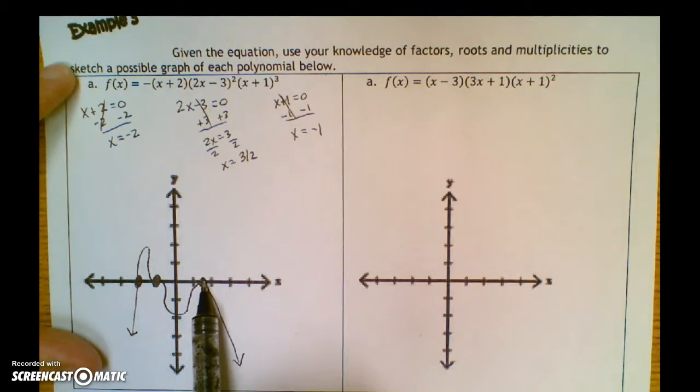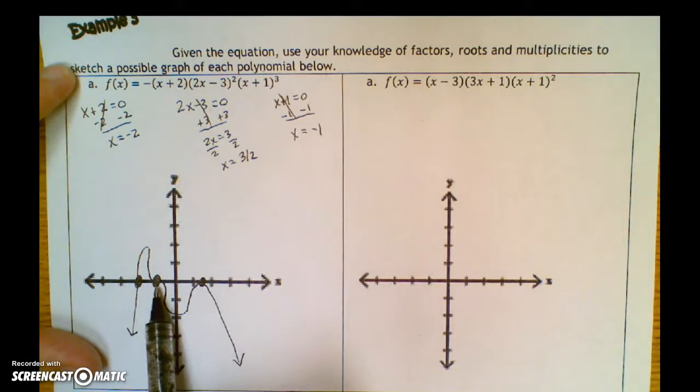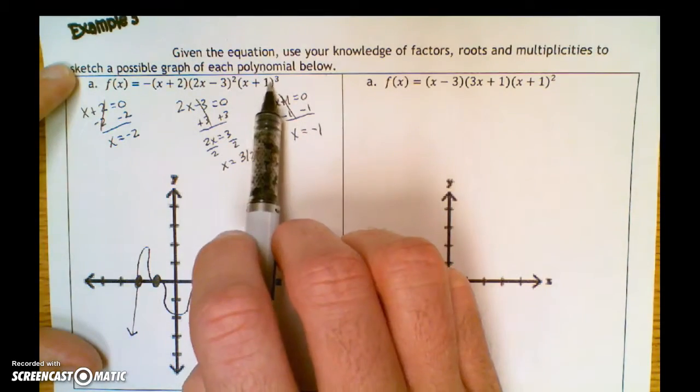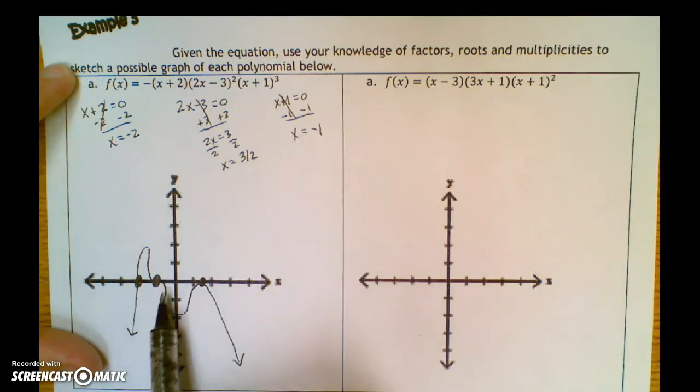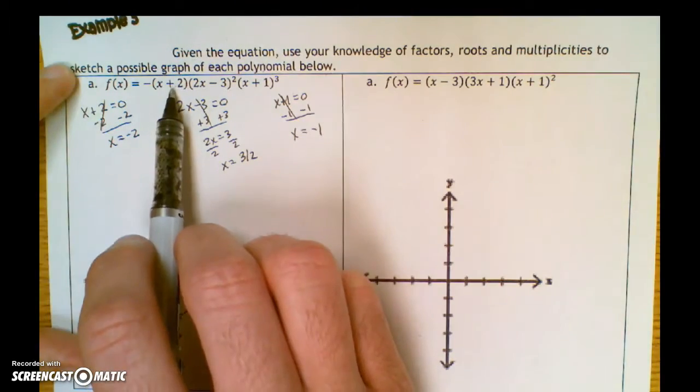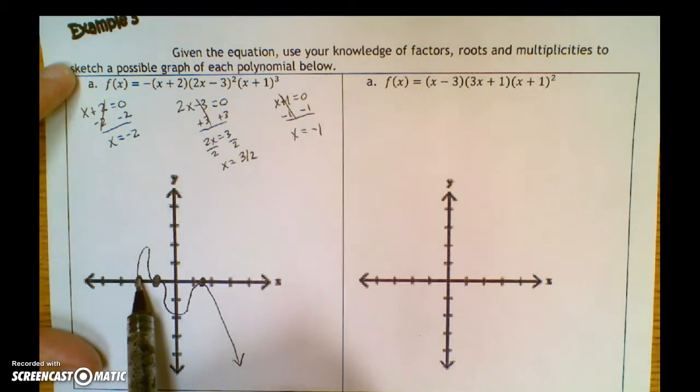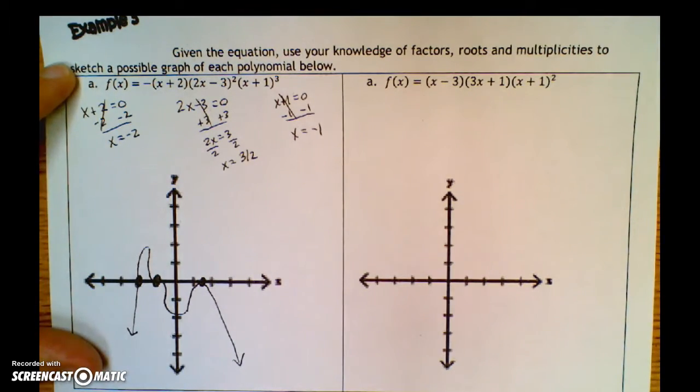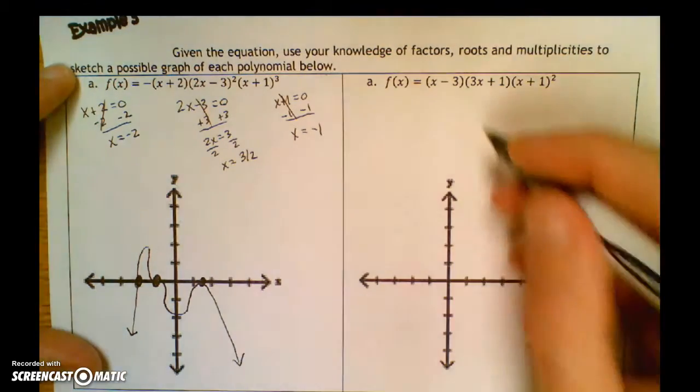At root 1.5, my exponent was 2, so it should be a bounce. At root -1, my exponent was 3, so it should be a swivel. And at root -2, my exponent was 1, so it's going straight through it. And it's a negative to start with, so I'm ending towards the negatives. Let's try the next example.